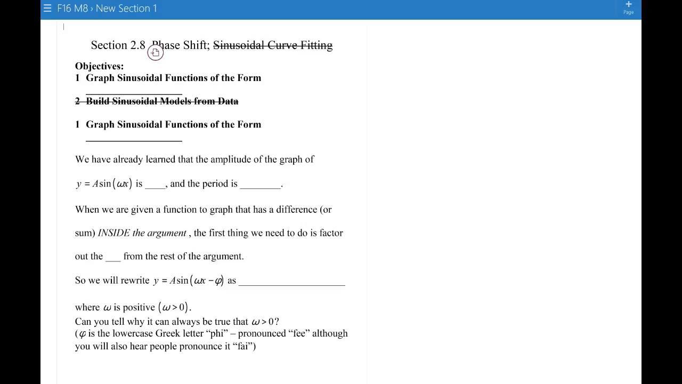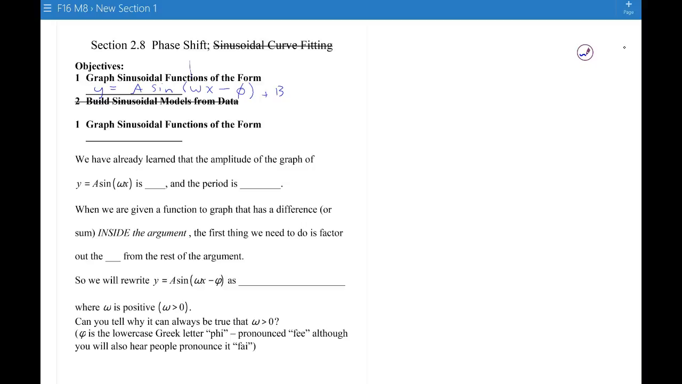So we're just going to look at how to graph sinusoidal functions of the form y equals A sine, and here's the difference, (omega x minus phi) plus B. So the difference here is this is the one transformation that we haven't done yet.